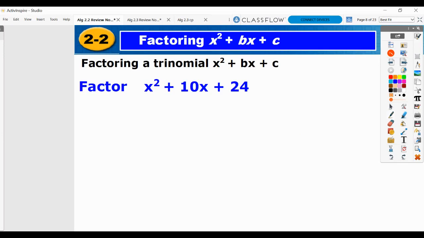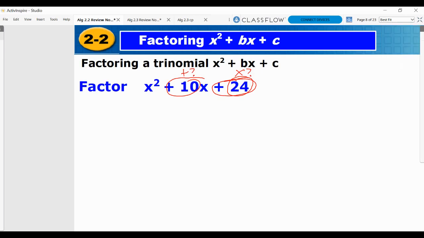Here's our next one. We want to factor x squared plus 10x plus 24. The key is to take a look at your positive 24 and your positive 10. You want to figure out what numbers added together get your 10 and what multiplied together get your 24. It's going to look like this: two binomials getting multiplied together, and we're just trying to figure out what goes here and what goes there.